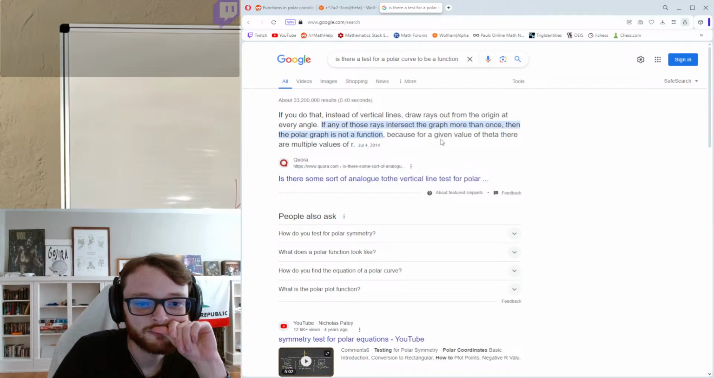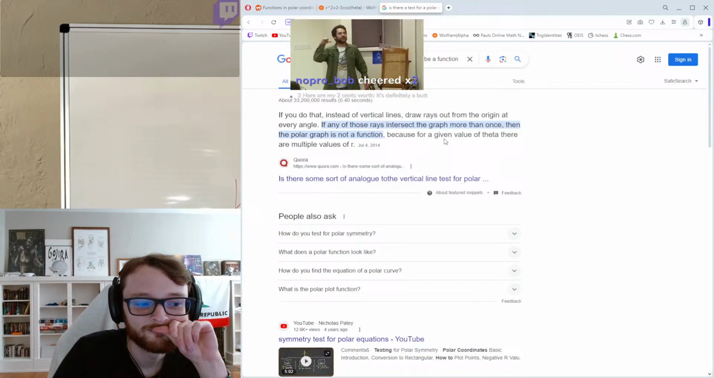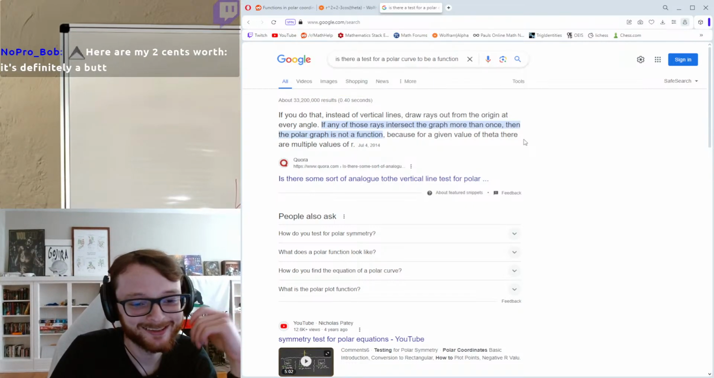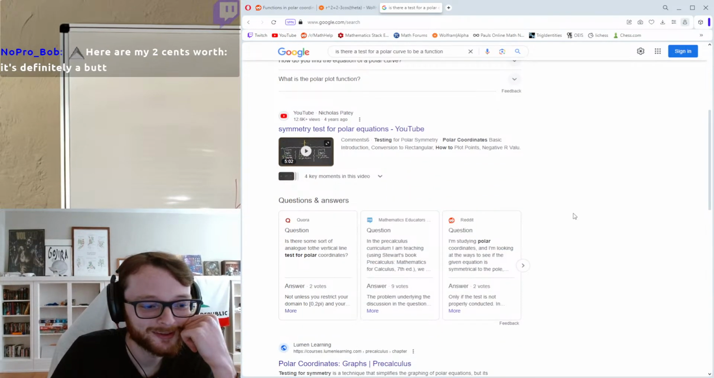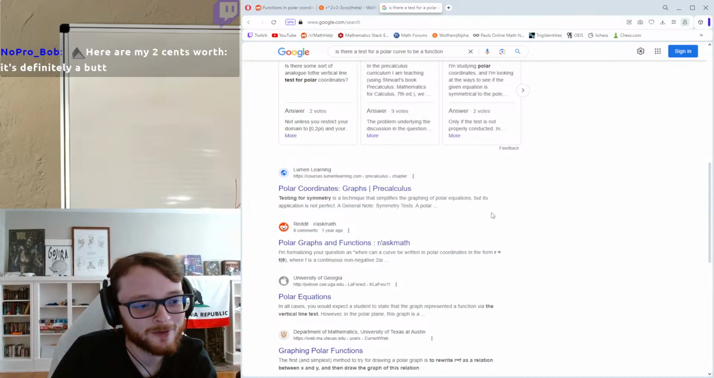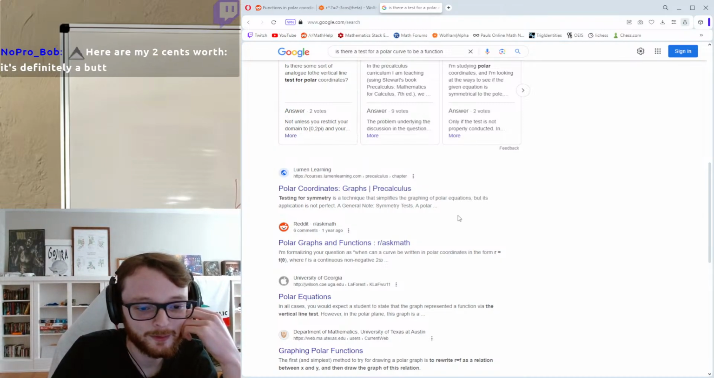For a given value of theta... It's definitely a butt, but thank you for your 2 cents there, Bob, and your 2 bits. Oh wait, so Fembox earlier, that was the answer to the question, where if you can solve it for r equals f of theta, you're good.